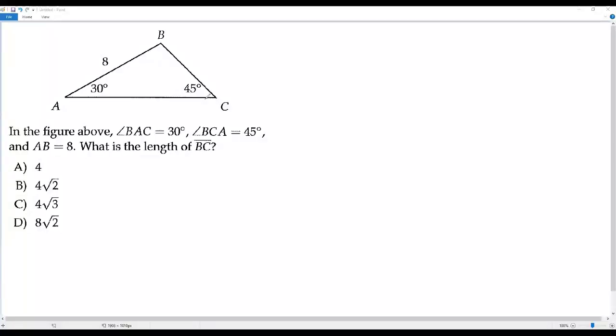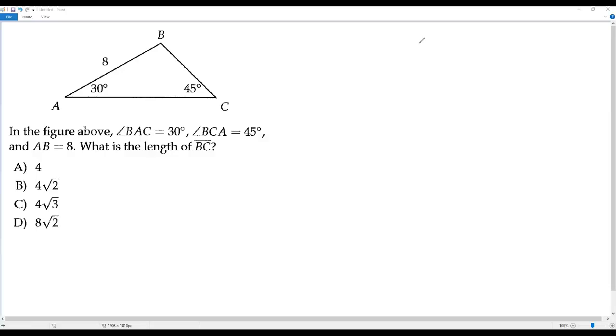Here we have a SAT math question. Okay, let's go with the information. Here we have a triangle. In the figure above, angle measure BAC equals 30 degrees, angle measure BCA equals 45 degrees, and AB equals 8. What is the length of BC? So we have to find the length of this side of the triangle, that is BC over here.